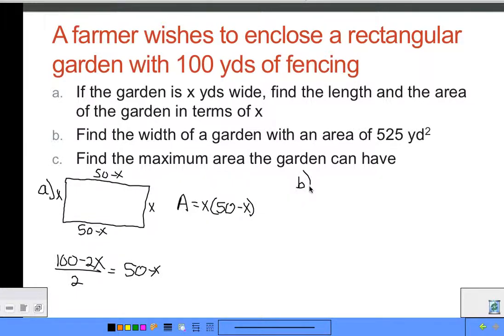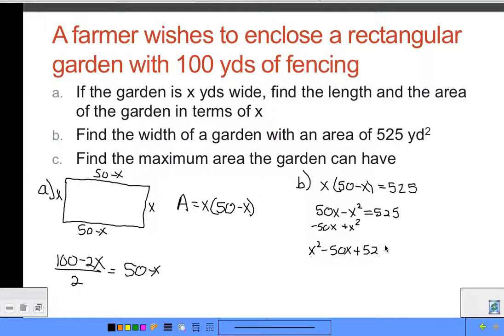The second one, find the width of a garden with an area of 525 yards. So we know our area, x times 50 minus x equals 525. And now it just becomes a quadratic to solve. We have 50x minus x squared equals 525. We'll set it equal to 0 first. If we add the x squared, subtract the 50x, we have x squared minus 50x plus 525 equals 0.